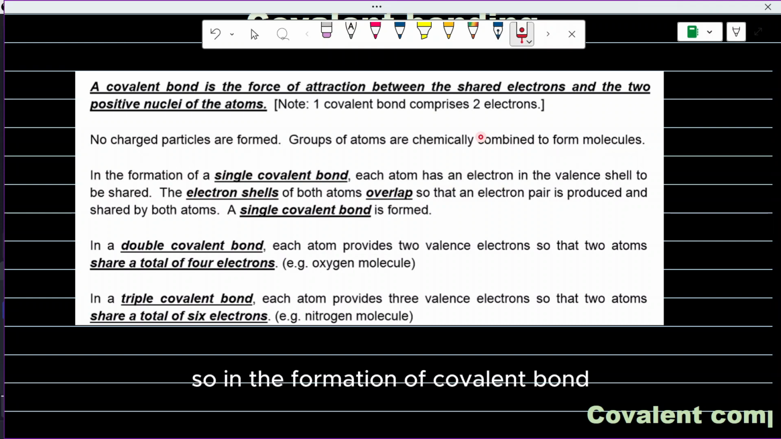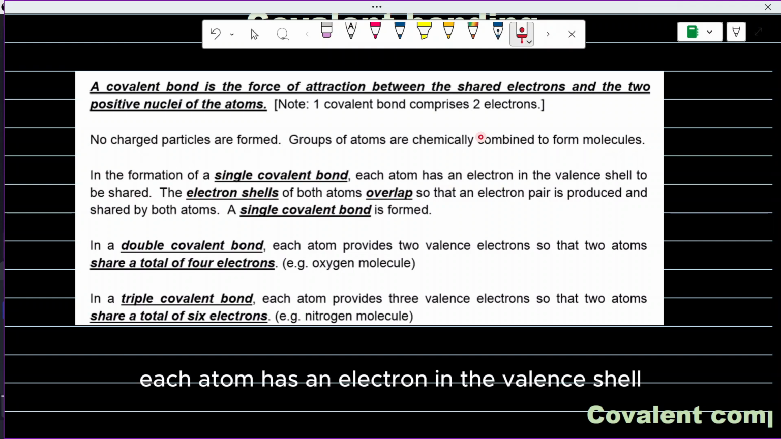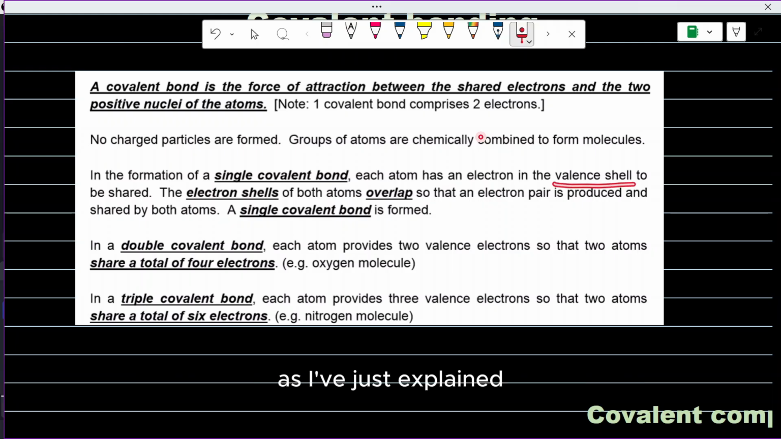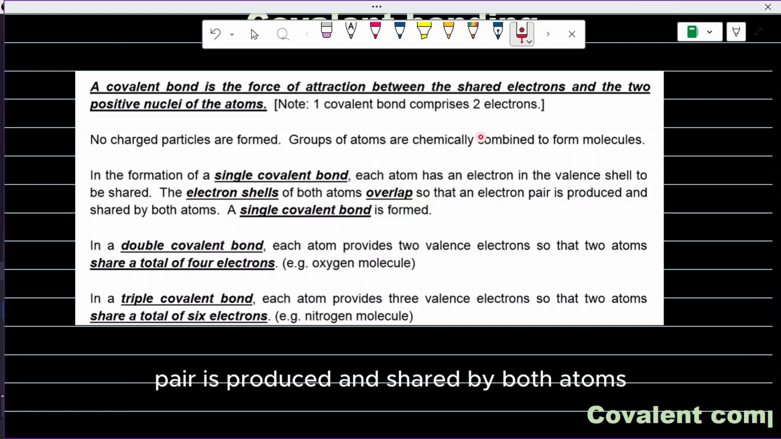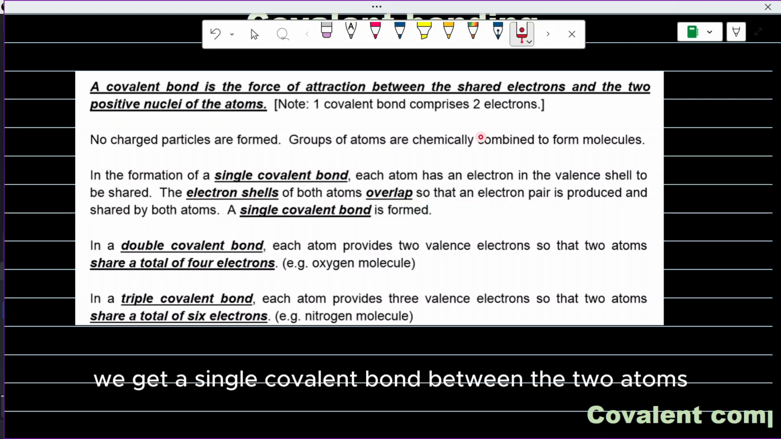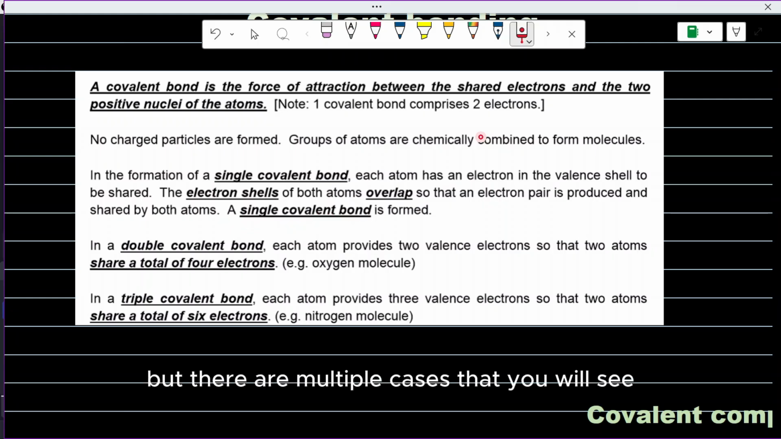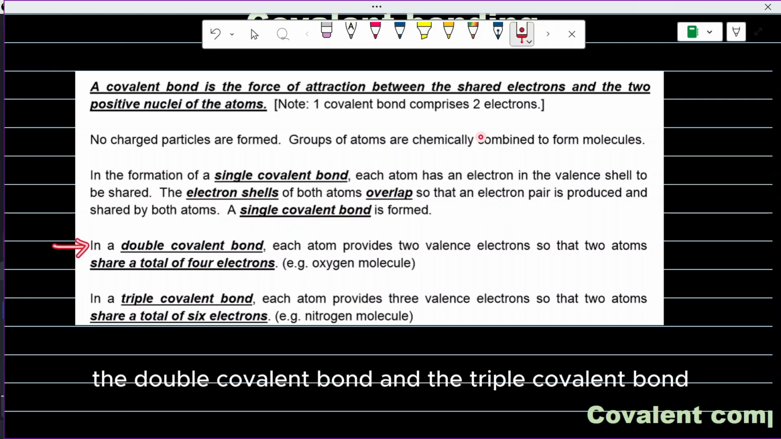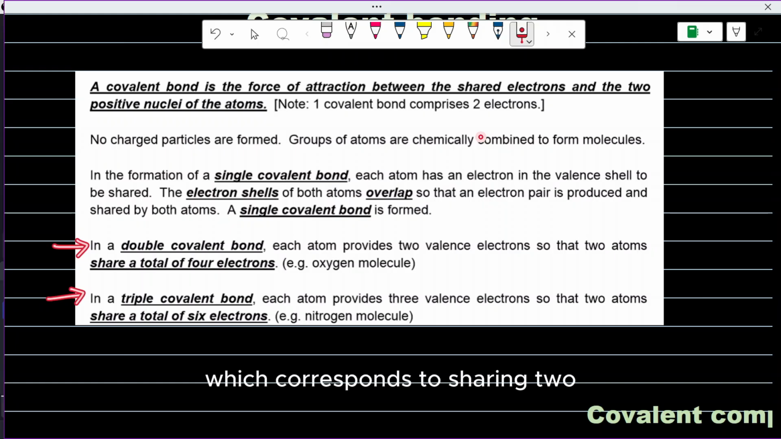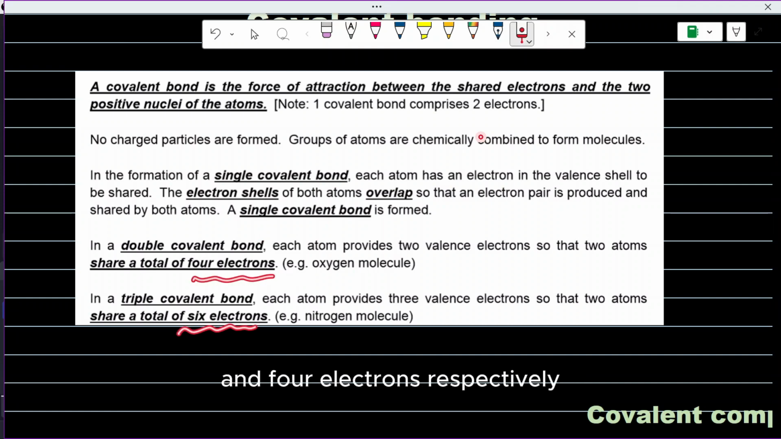So in the formation of a covalent bond, each atom has an electron in the valence shell. As I've just explained, the electron shells of both atoms overlap, so that an electron pair is produced and shared by both atoms. In this way we get a single covalent bond between the two atoms. But there are multiple cases where you will see a double covalent bond and a triple covalent bond, which correspond to sharing two pairs of electrons and three pairs of electrons, which is equivalent to 4 electrons and 6 electrons respectively.